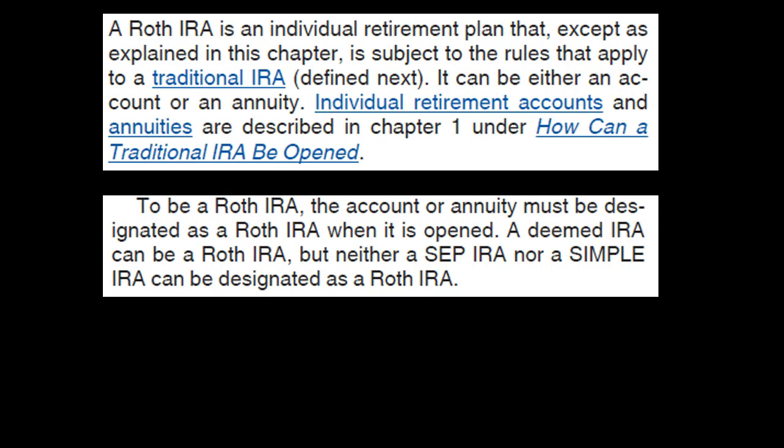To be a Roth IRA, the account or annuity must be designated as a Roth IRA when it is opened. A deemed IRA can be a Roth IRA, but neither a SEP IRA nor a SIMPLE IRA can be designated as a Roth IRA. So when we open up the IRA account, note that when we think about an IRA, we typically have the same kind of requirements that we would think of with a traditional individual retirement account.